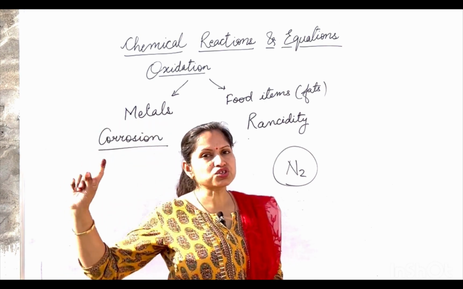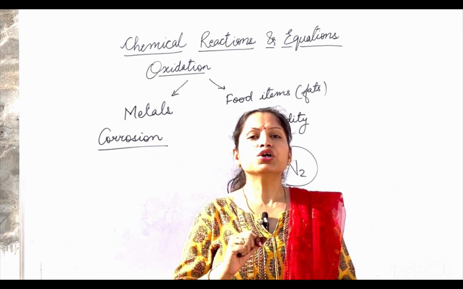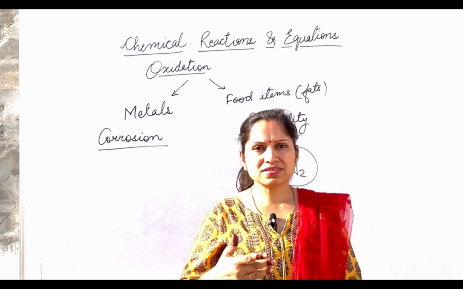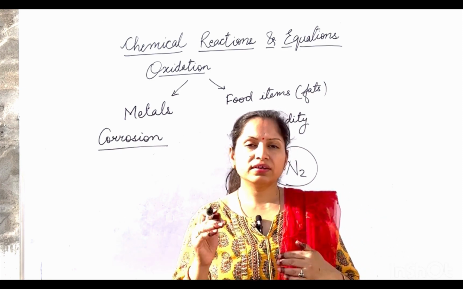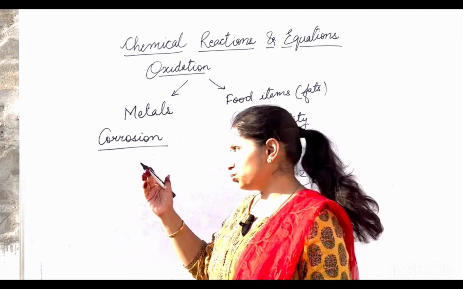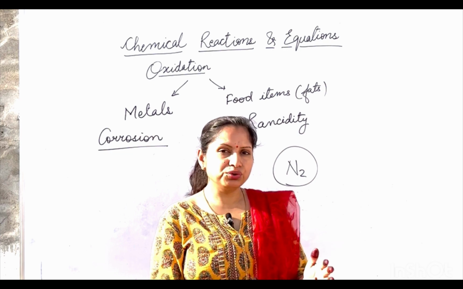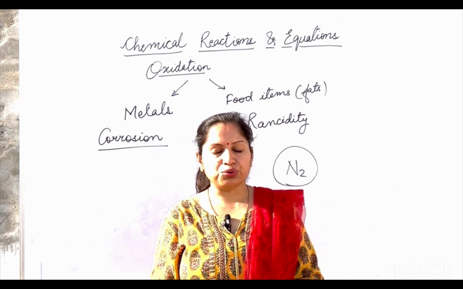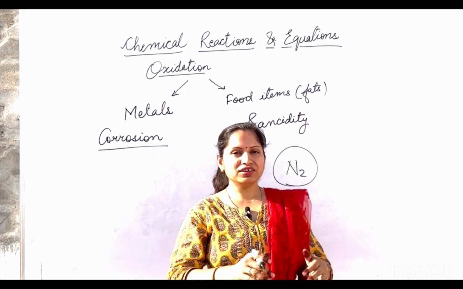Okay, so what was corrosion? Corrosion is the reaction of metals with oxygen, moisture, carbon dioxide or acids that will lead to degradation of the quality of metals. And what's rancidity? Oxidation of the fats present in the food items is known as rancidity. Okay, so that's all for this video.